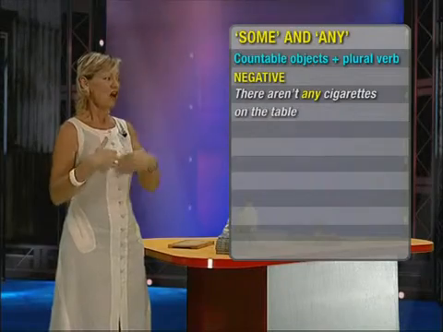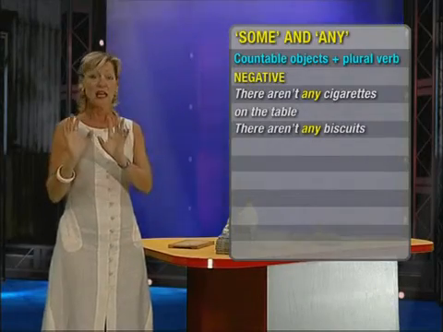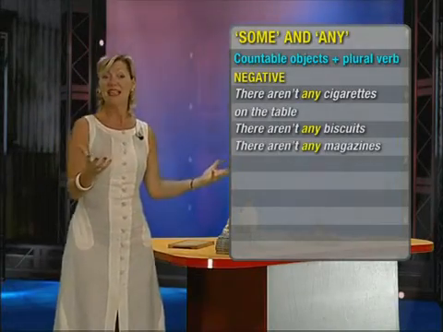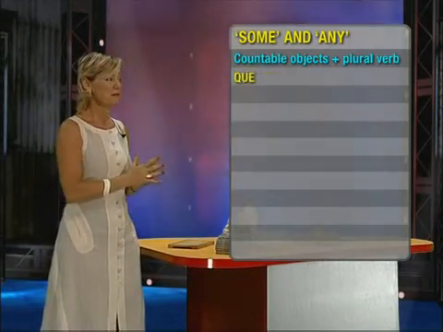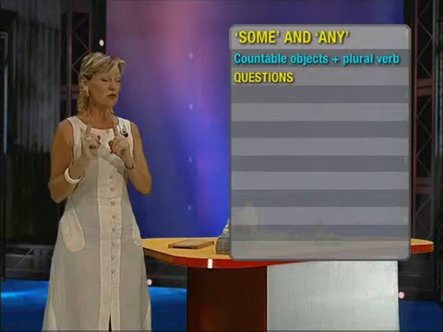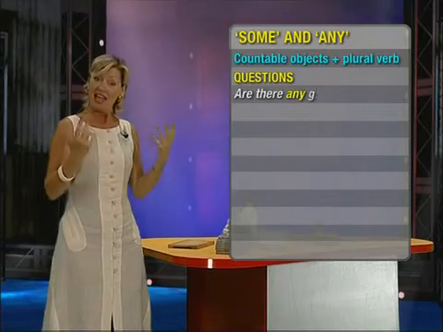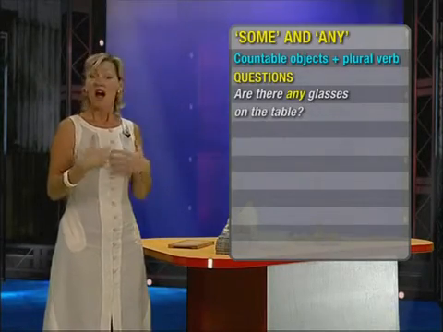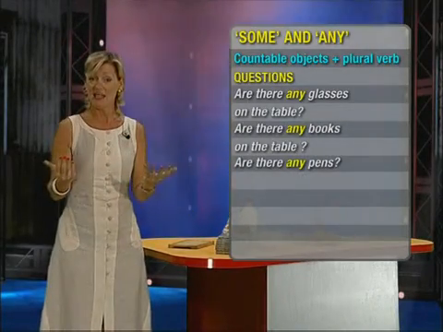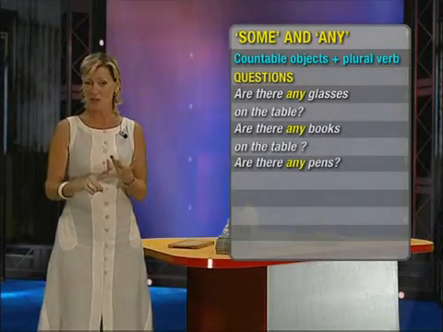We use any. There aren't any cigarettes on the table. There aren't any biscuits. Important. Any for the negative. There aren't any magazines, for example. All right? Now, questions. Here again, we use the word any. We use any in the negative and any in the questions. So, are there any glasses on the table? Are there any books on the table? Are there any pens? All right, so some in the positive, any in the negative, and the question form.